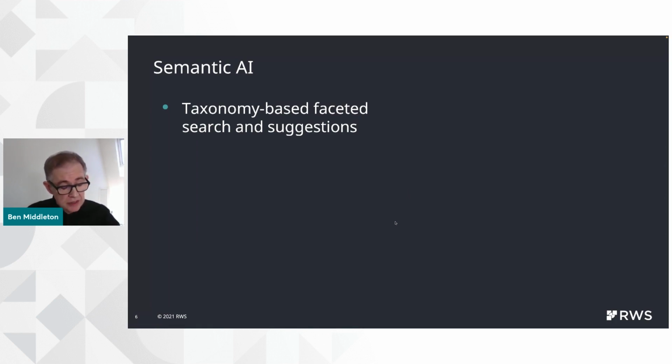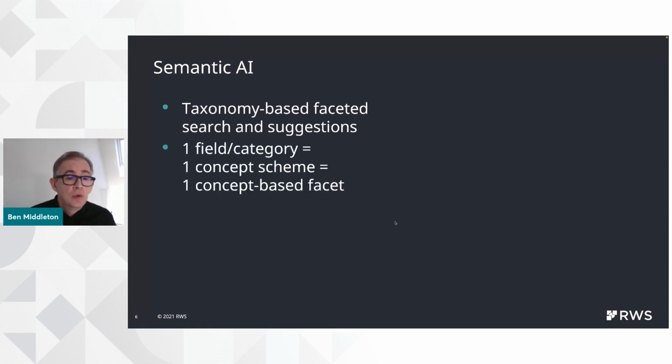So we have an editorial system that allows us to tag content. We use the concept where a field or a category relates to a single concept scheme or a single concept-based facet. So we're trying to keep that one-to-one-to-one mapping all the way along through our system.